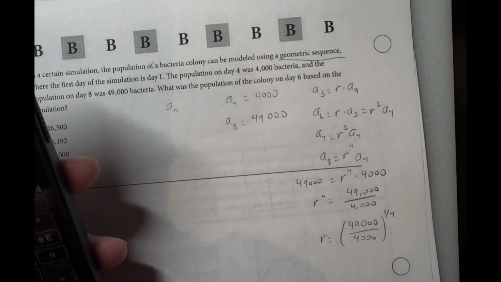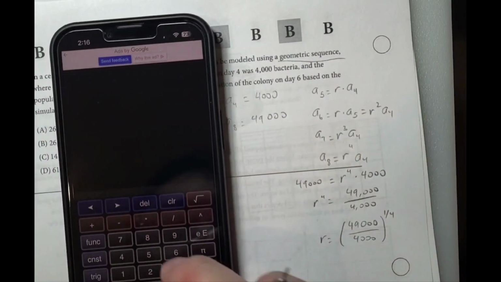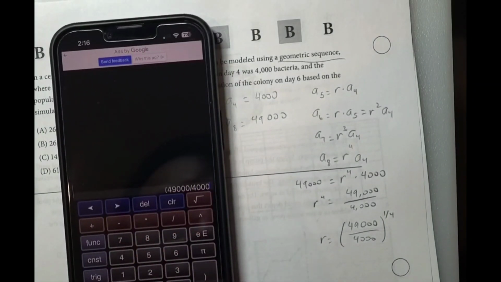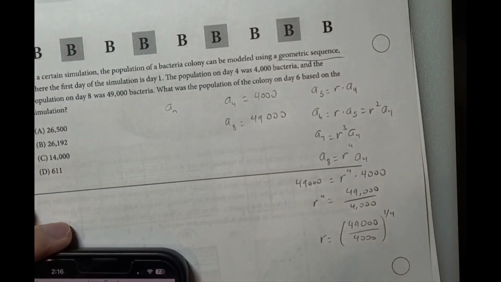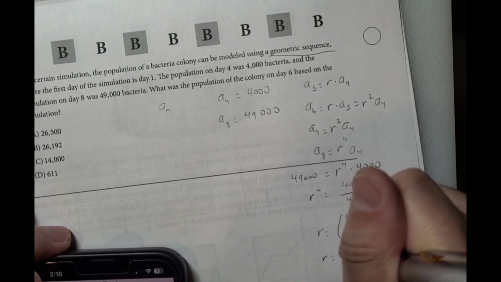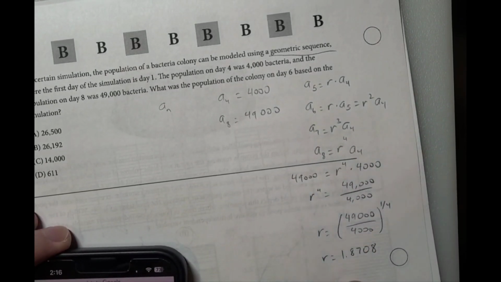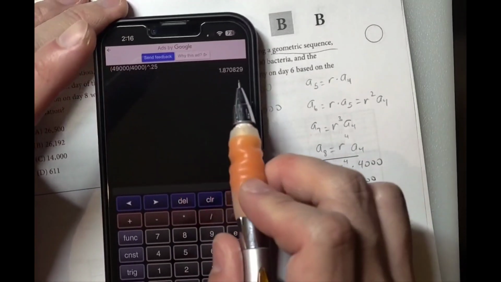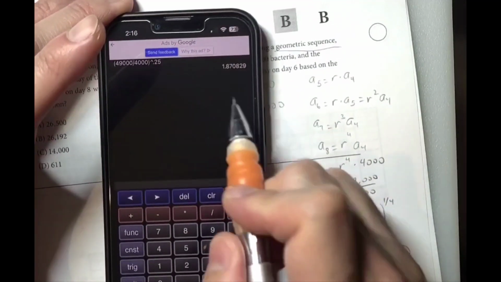So what is that? Let me plug it into my calculator right now. I'm just using the app on my phone. So I'll even show you 49,000 divided by 4,000, okay, to the 1/4 power, which is 0.25 power. Okay? So r would be this number, 1.8708 something like that, okay? So that's my r.